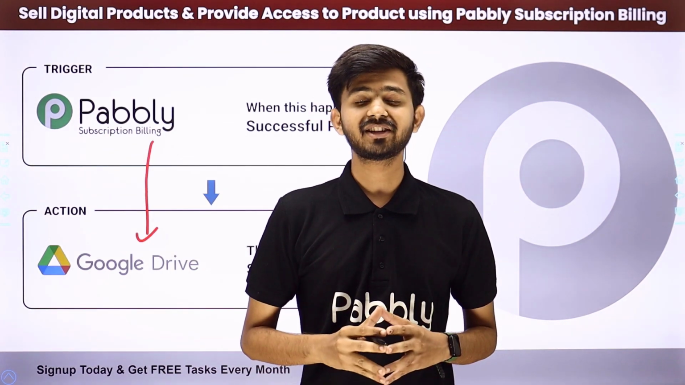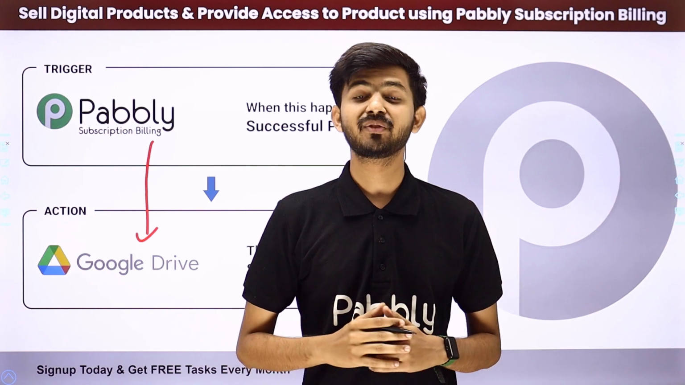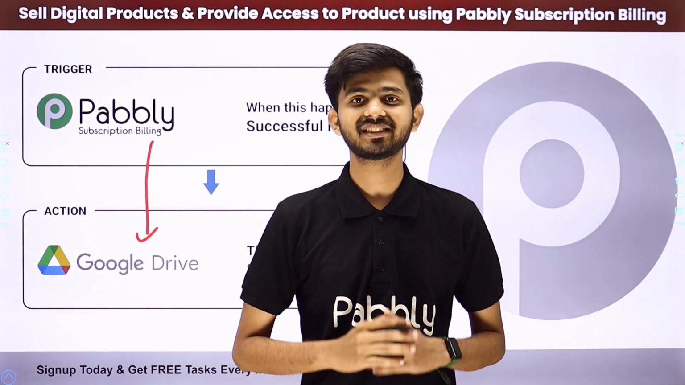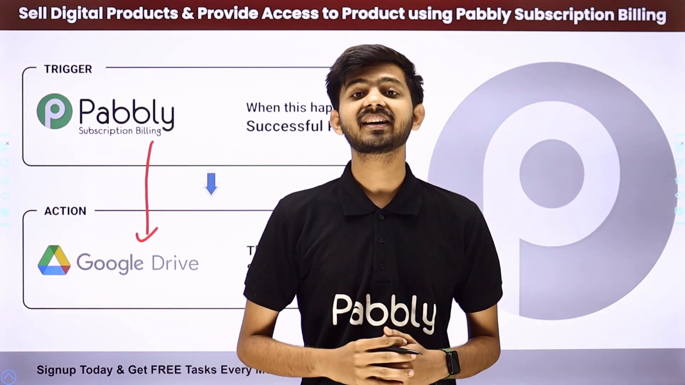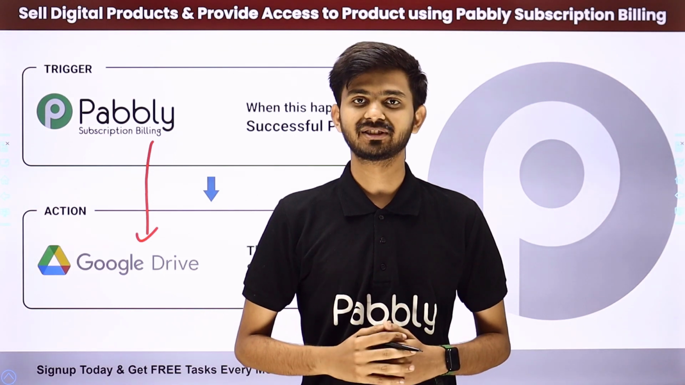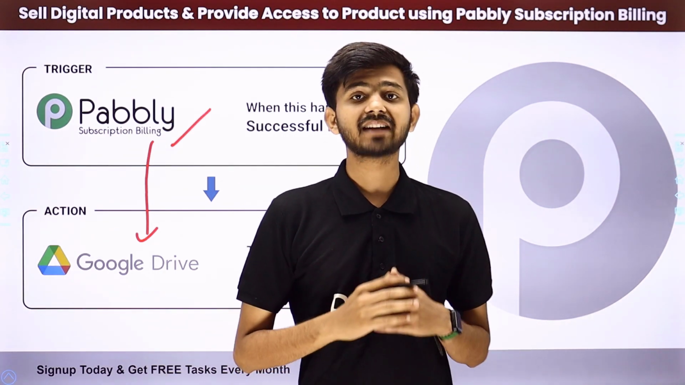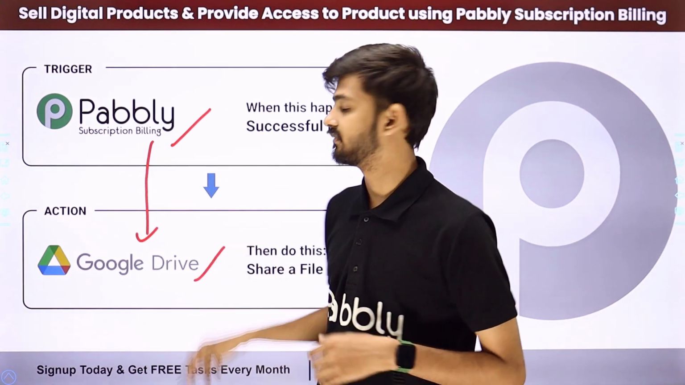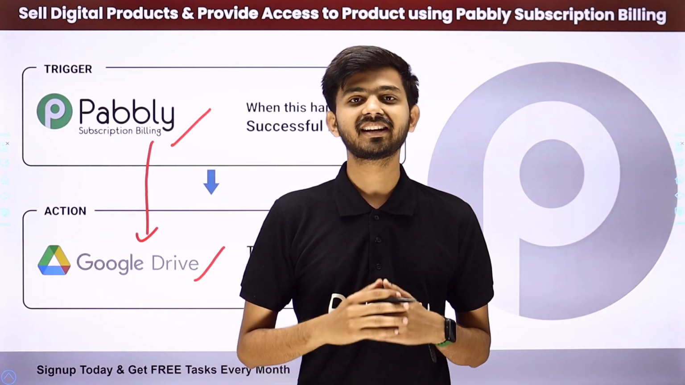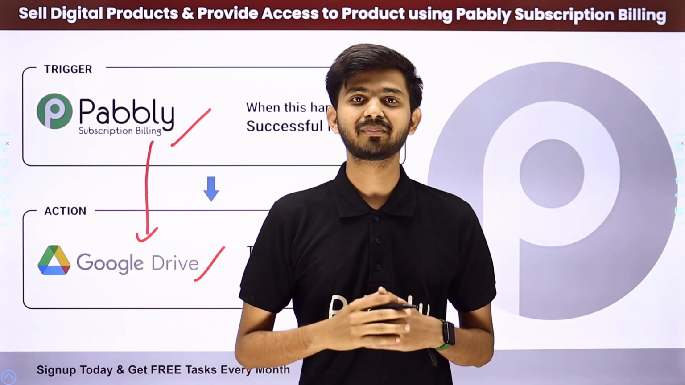For creating this integration, we are going to use Pabbly Connect, which is an amazing software for automation and integration. In Pabbly Connect, we are going to use trigger and action. In the trigger application, I'm going to use Pabbly Subscription Billing. In the action application, I'm going to use Google Drive. So how am I going to create this integration? For that, let me take you to my computer screen.